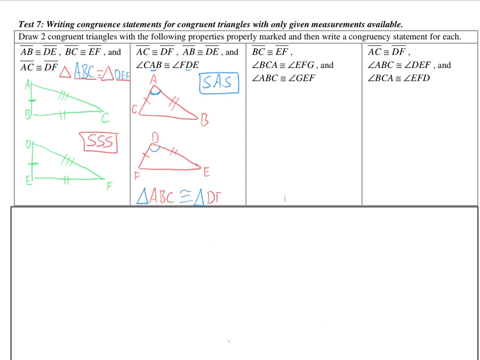Do those correspond? Does A correspond to D? Does B correspond to E and C correspond to F? So we are good.